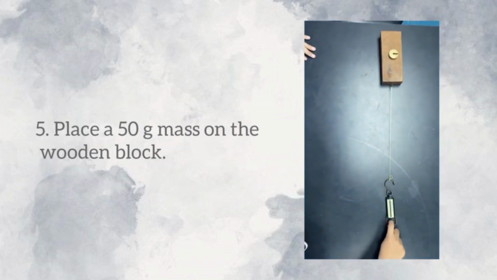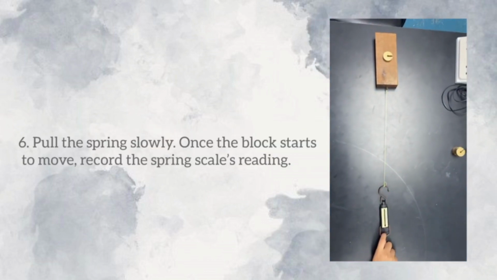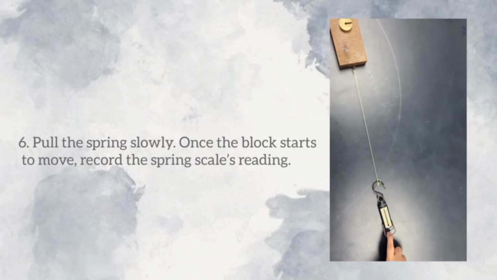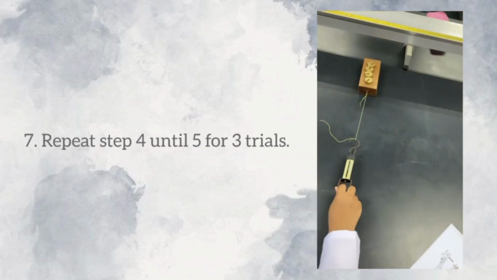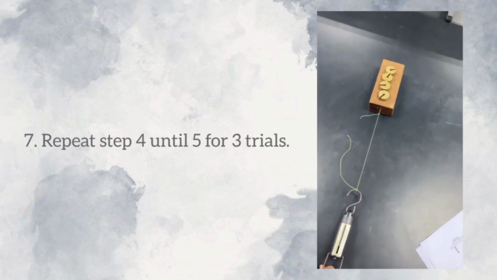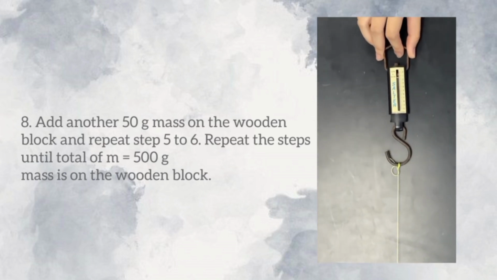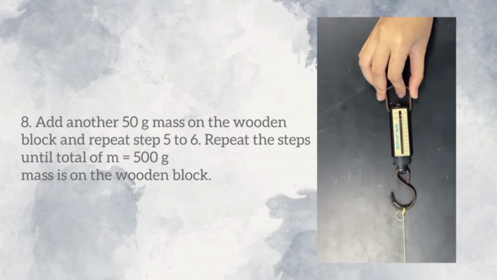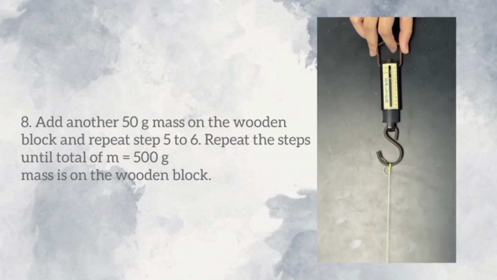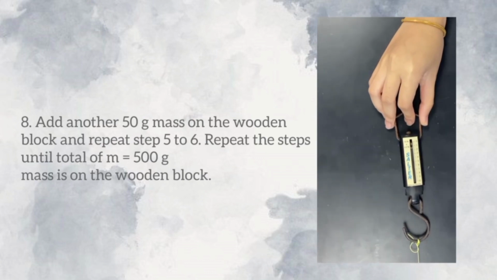5. Place a 50-gram mass on the wooden block. 6. Pull the spring slowly. Once the block starts to move, record the spring scale's reading. 7. Repeat steps 4 until 5 for 3 trials. 8. Add another 50-gram mass on the wooden block and repeat steps 5 to 6. Repeat the steps until a total of 500 grams of mass is on the wooden block.